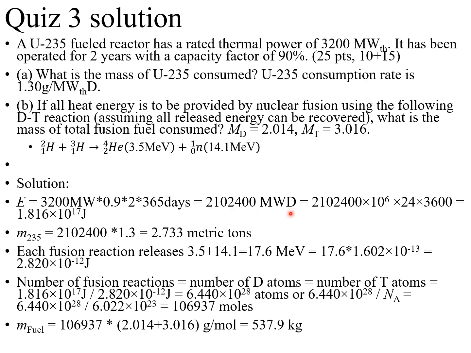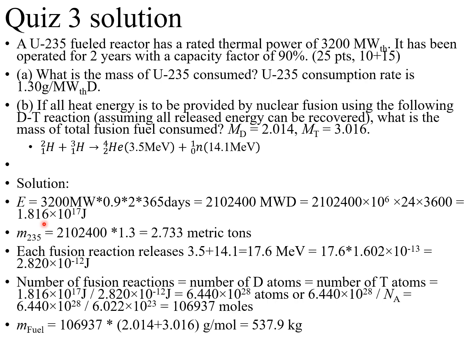And we can also convert the megawatt day to joule for the second problem, because in the second problem we need the units to be consistent. So to convert megawatt day, we convert the megawatt to watt, then convert the day to seconds. The watt times the second will give you the joule. One day is 24 hours, and each hour contains 3600 seconds. So this is the number of joules.